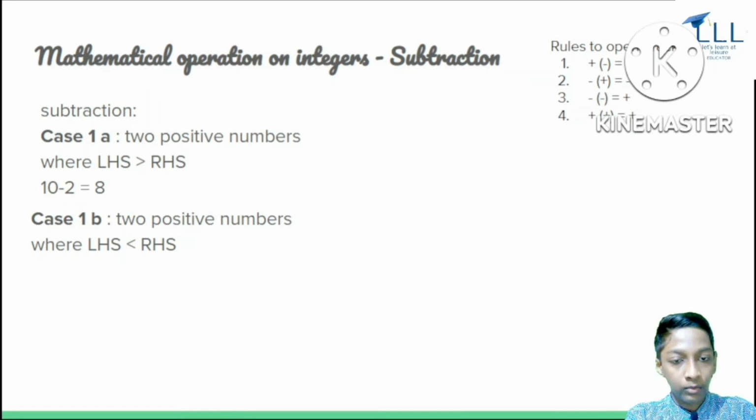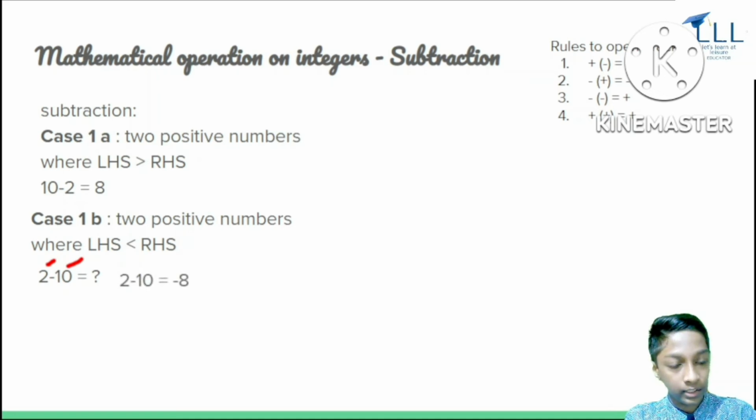When we try to remove a bigger number from a smaller number, we will always get a negative difference. For example, when we remove 10 from 2, we will get negative 8, because 10 minus 2 is 8 and 10 is greater than 2, so we have to put a negative sign.